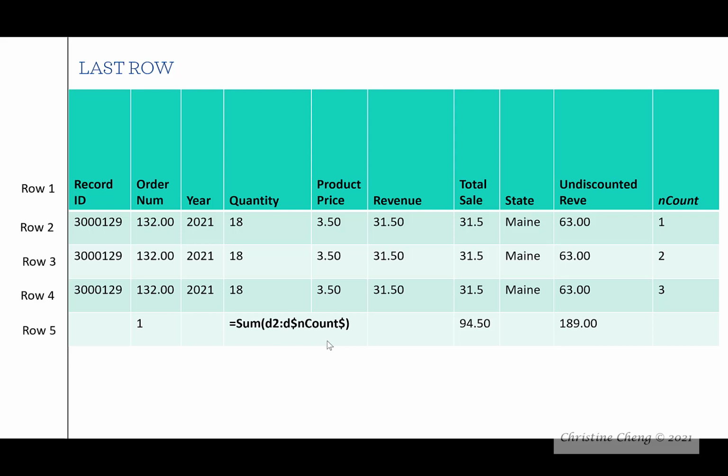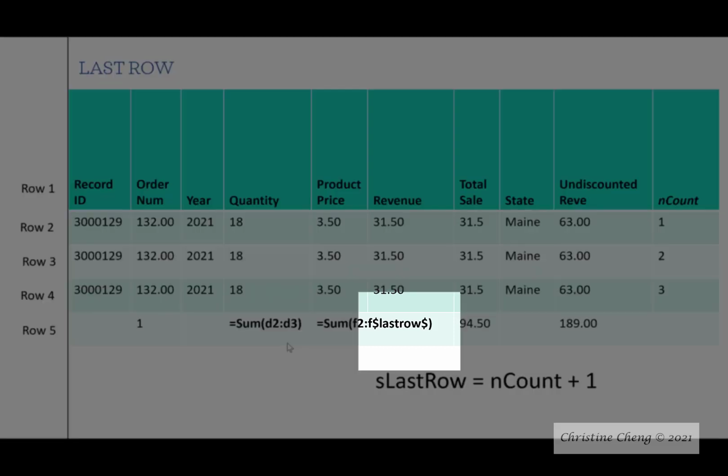If we use the nCount variable, however, which does not adjust for the header row, then our column sum formula will miss the last row of data. So in this case, our total quantity would be 36 instead of 54. To overcome the header row, we can create a string variable titled sLastRow that adds 1 to the final nCount variable value. In taking this approach, our bot will appropriately sum all 3 rows of data because the sum will move from row 2 down to row 4.